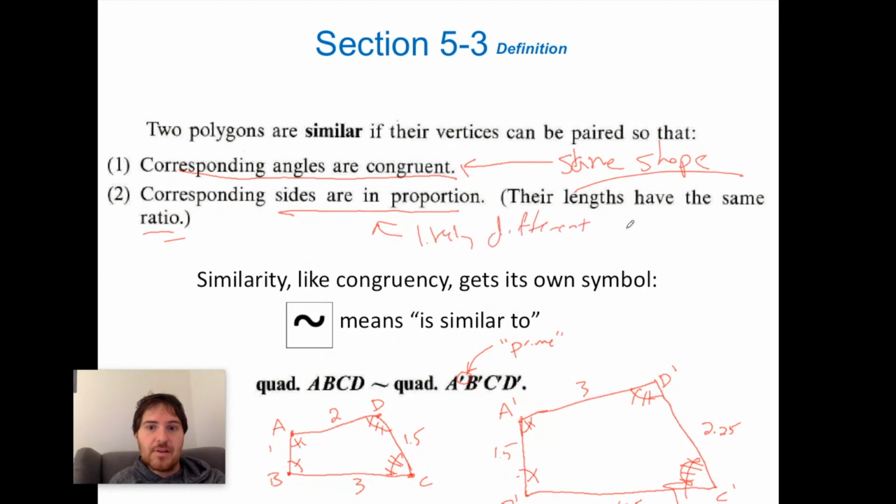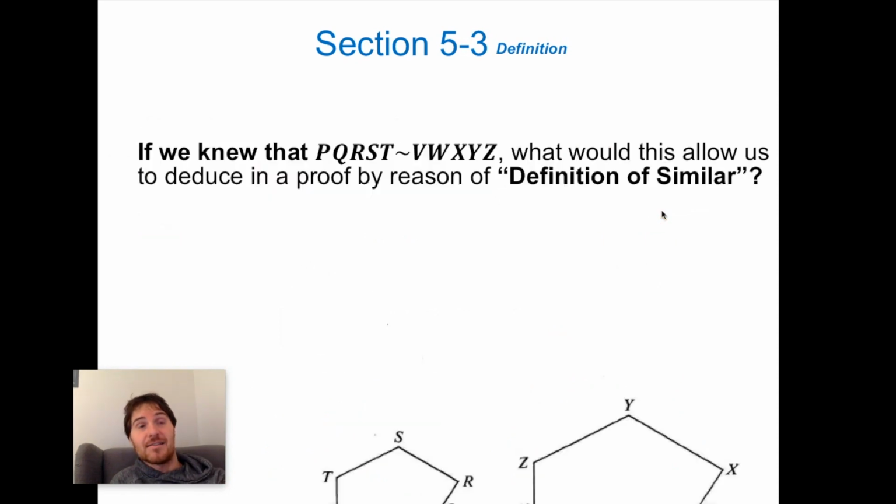So that's sort of the difference between congruent and similar: similar figures are going to have the same shape, different size. Congruent figures are going to have the same shape and the exact same size, right? Exact same size. So we'll talk about that in a second. Okay. All right.